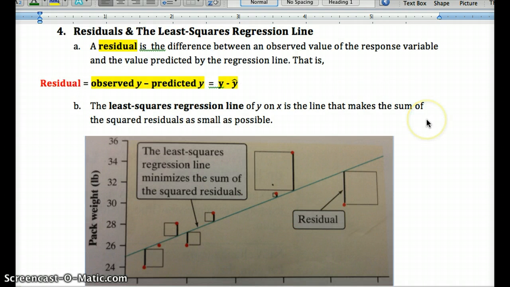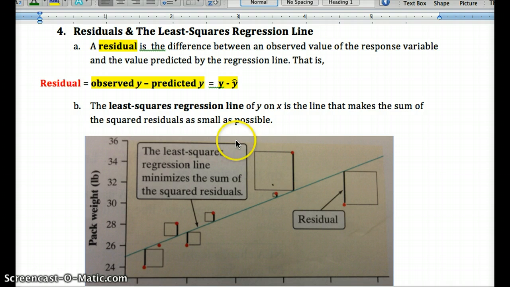So we measure the accuracy by residuals, the difference between the observed value of the response and the value predicted by our regression line. So observed response variable minus the predicted. So the difference in y, what it really is, minus y hat. Remember, y hat is our predictor.